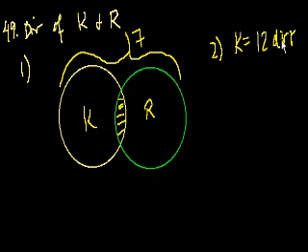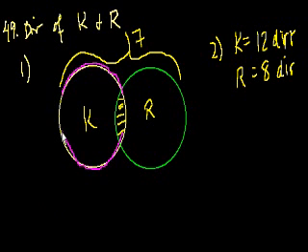12 directors, that's K. And R is equal to 8 directors. Okay, so everything in the K circle is 12, right? K directors. Everything in the R circle is 8.